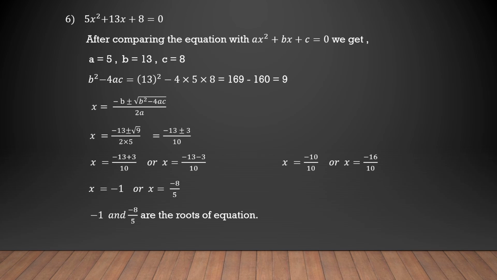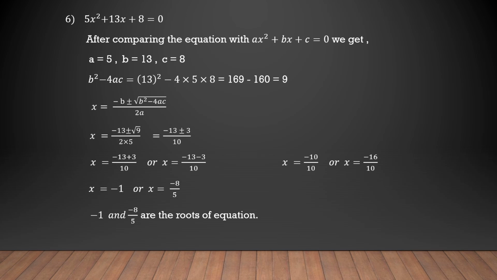So b is 13. Square of 13 minus 4ac. A is 5 and c is 8. Minus 4 into 5 into 8. Square of 13 is 169. And minus 4 into 5 minus 20 into 8, which is minus 160. So 169 minus 160 is 9. So value of b square minus 4ac is equal to 9.